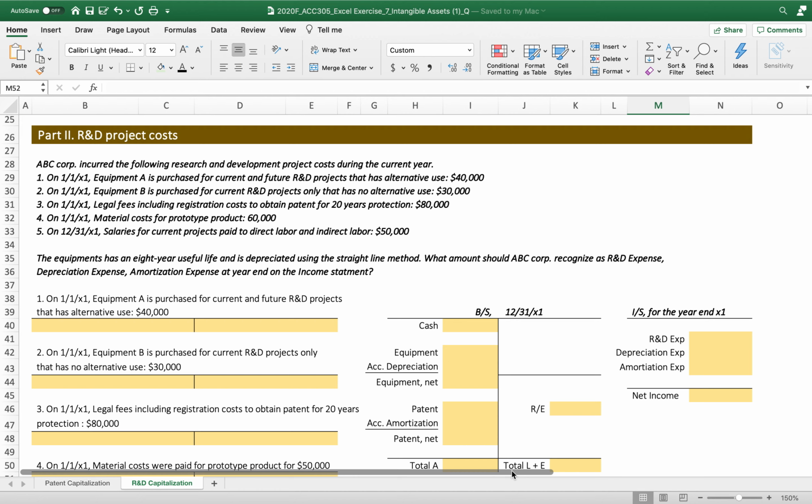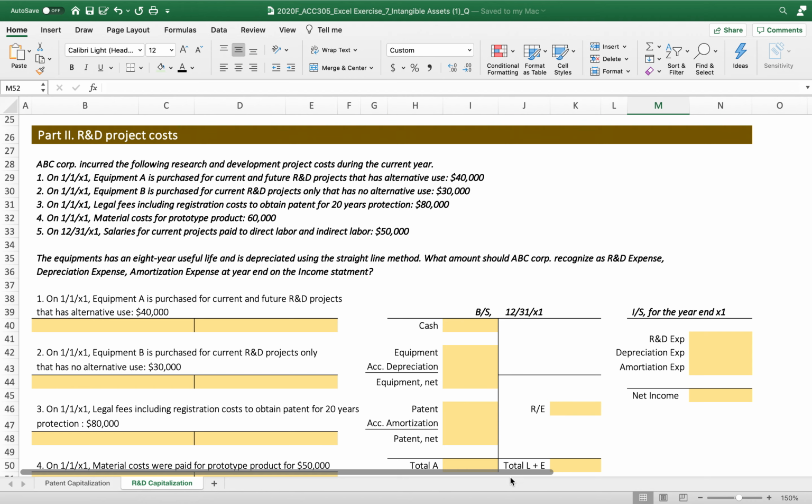And number two, January 1st, year one, equipment B is purchased for current R&D project only that has no alternative use. That is now R&D expense. And legal fees including registration cost to obtain patent for 20 years. Legal cost, registration fee, that should be included in the patent. So $80,000 should be capitalized. And the material cost for a prototype product is part of R&D expense. And then salaries are also R&D expense.